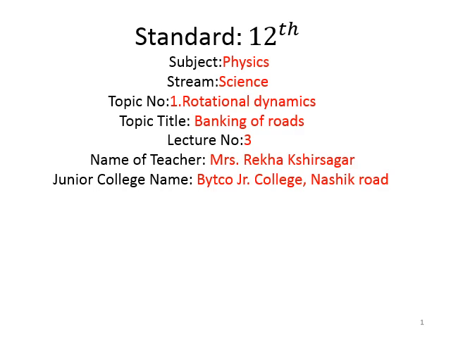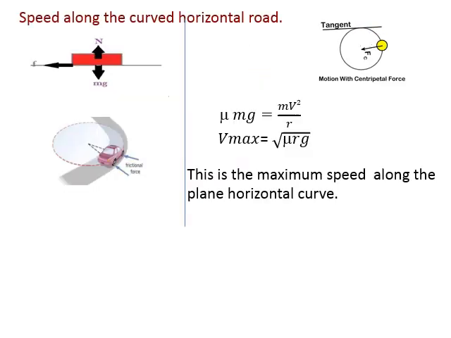Today we will discuss banking of roads and the conical pendulum. We have already discussed speed on a curved horizontal road, and there we derived this formula. Just to remind, I have shown two diagrams here. You will go through the derivation.